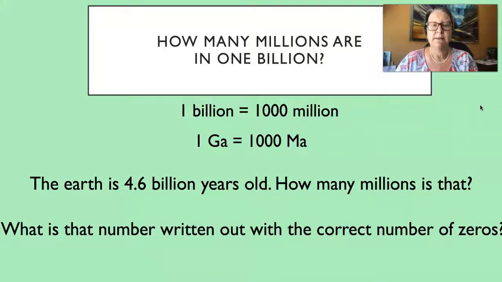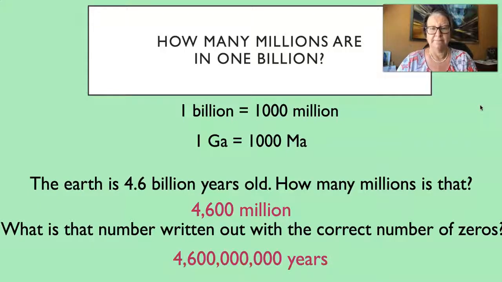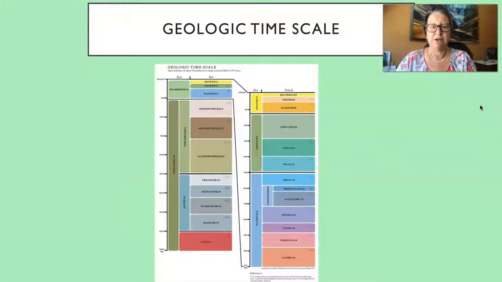So how many millions is that? Go ahead and pause and see if you can answer that question. And also the next question, 4.6 billion years, how could you write that out with all the correct number of zeros? Okay, here come the answers. 4.6 billion years is 4,600 million years. And with the correct number of zeros, it looks like that. Okay, let's move on to geologic time.